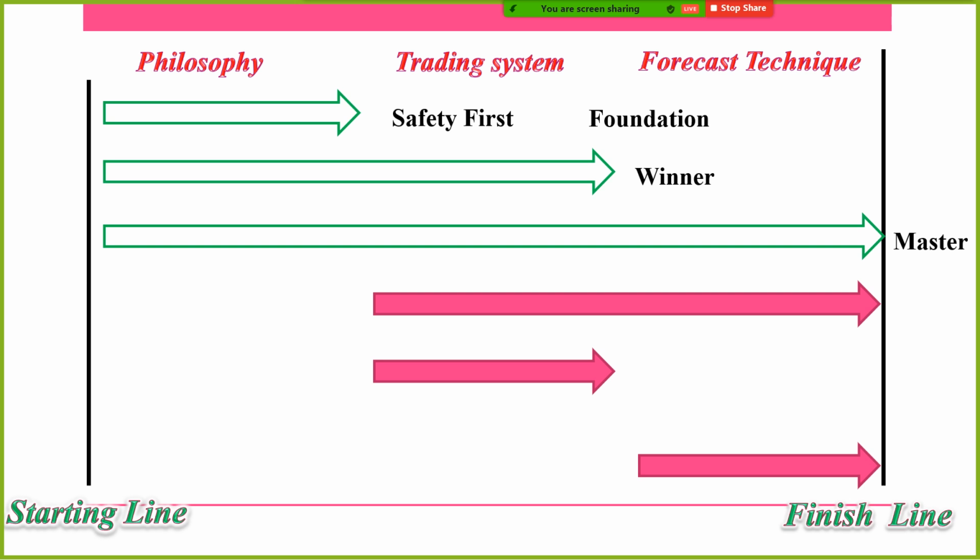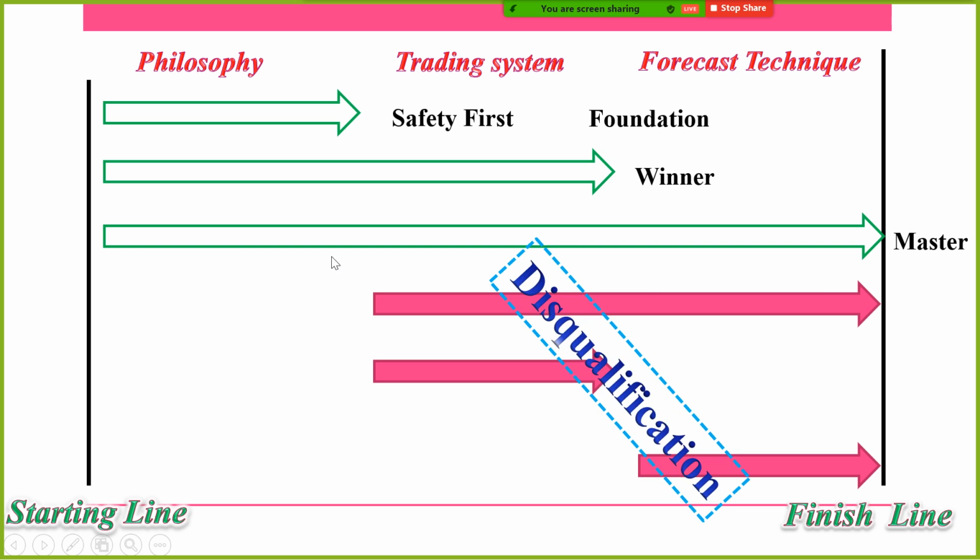But some people don't have the foundation of philosophy, and also no trading system. Every day they follow the newspaper, follow tips to forecast the market, and use the forecasting to trade. Very dangerous, because all the three red arrows represent disqualification. You have no foundation, no philosophy. Every day you just follow the market, trade and trade and trade. In the future, I think it is very dangerous.